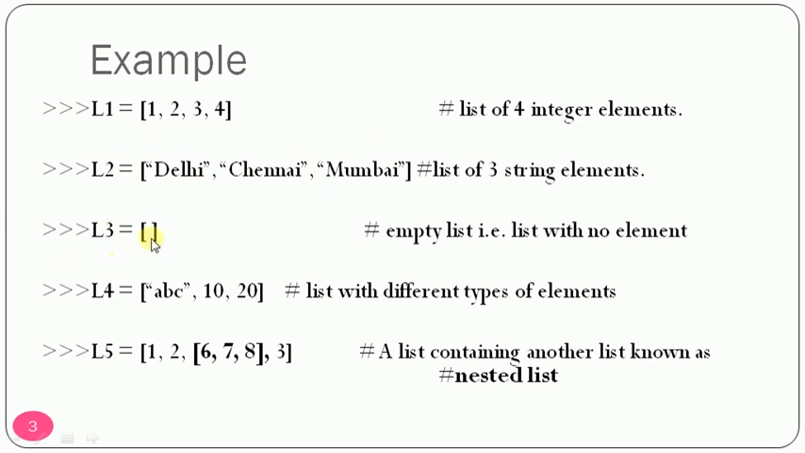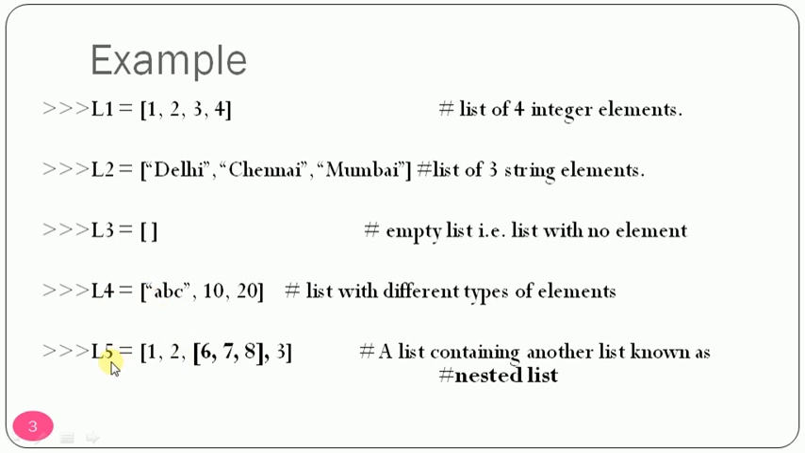Look at the third example. Here only square brackets are given, no elements are there. So this is an empty list. List with no elements. Now look at L4. Here you can see different types of values are enclosed within square brackets. First one, ABC, it's a string. 10 and 20, they are integers. So different types of values are enclosed within the square brackets. So the list may contain different types of values. So it is heterogeneous. This L4 is an example of such a list.